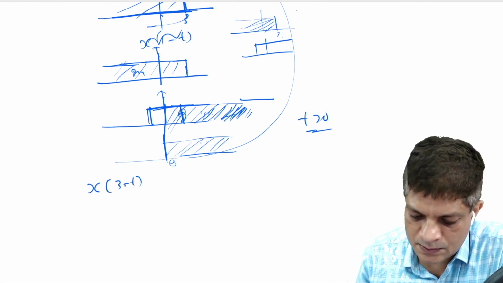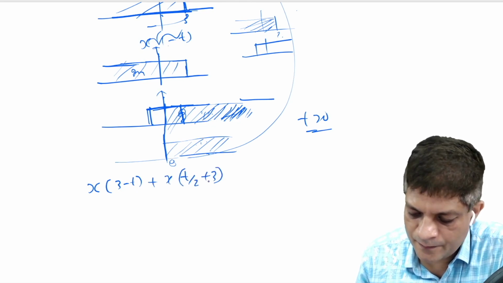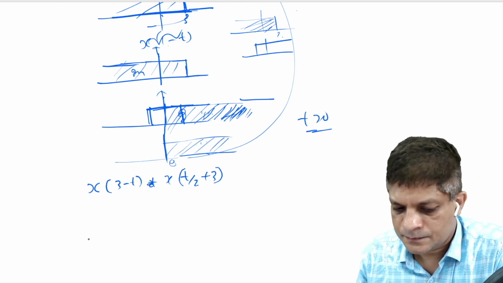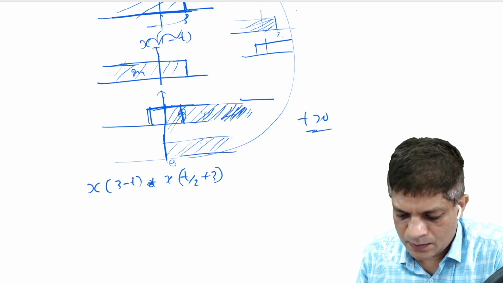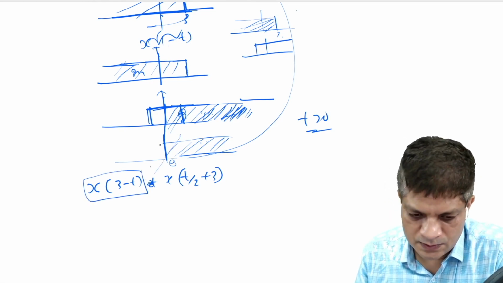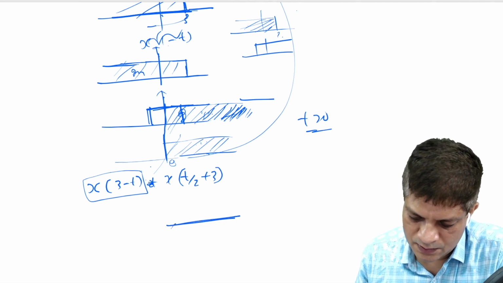X of 3 minus t plus xt by 2 plus 3. So it's multiplication, I guess. Oh, sorry, it is multiplication. Okay, so this is 0 for t greater than this one. This we have already seen. This is 0 for t greater than 0.